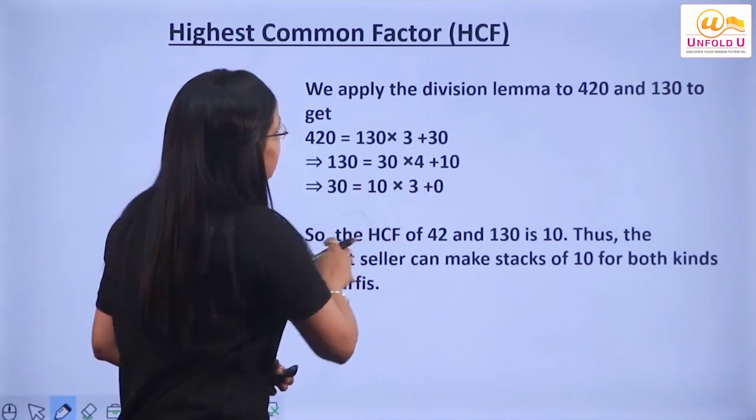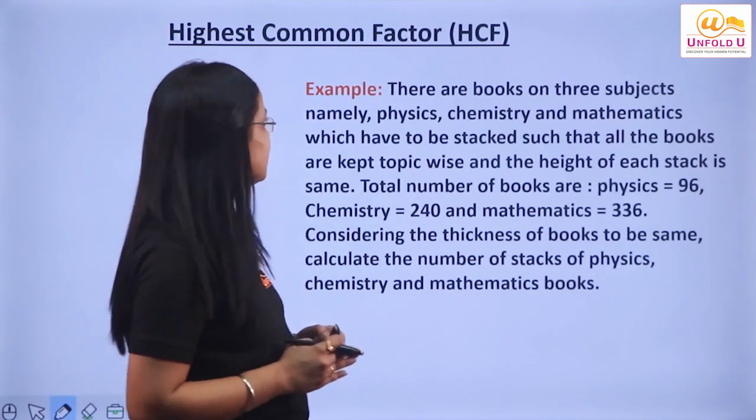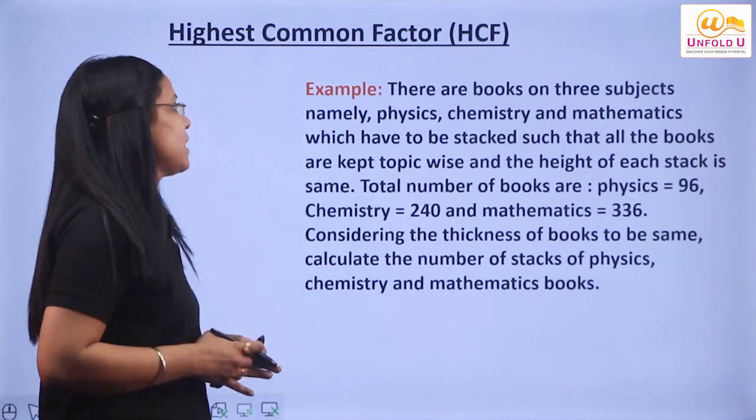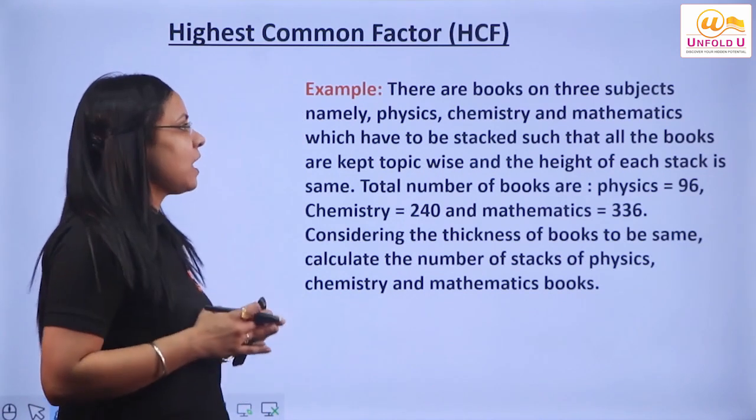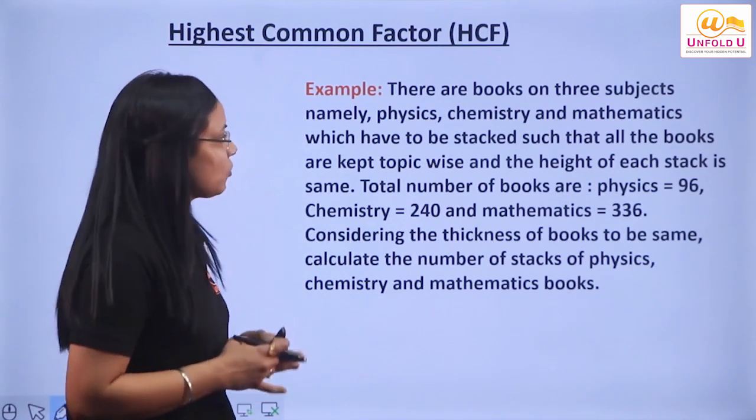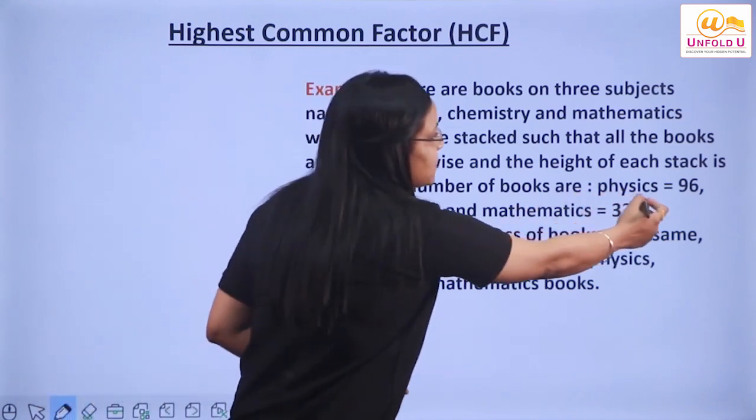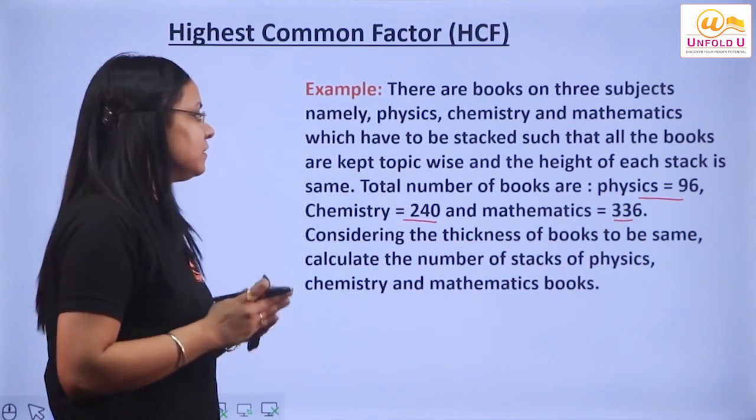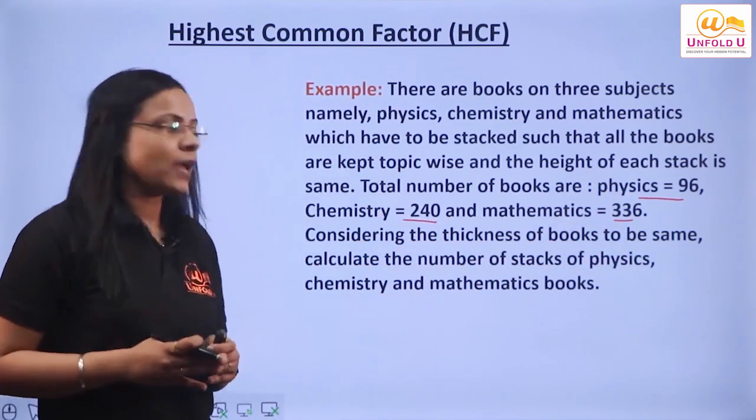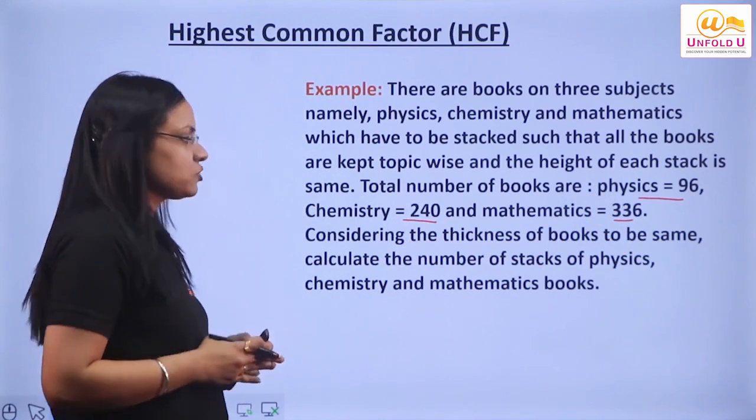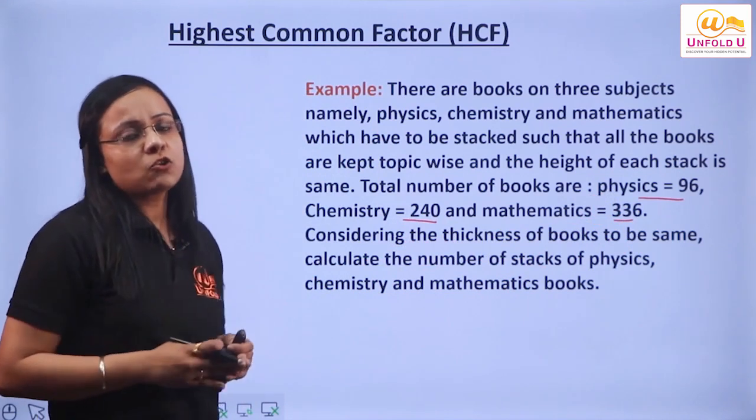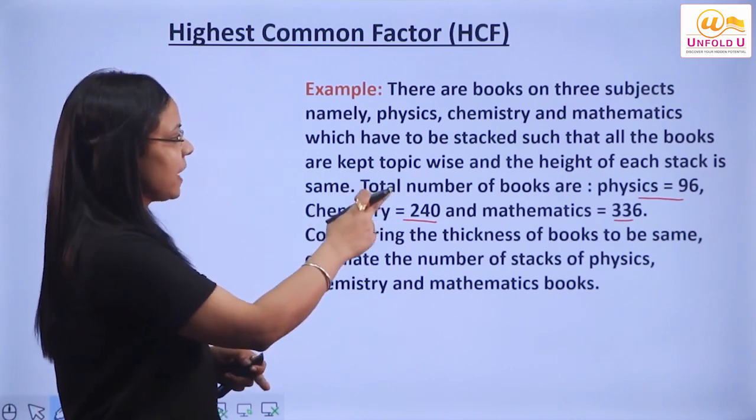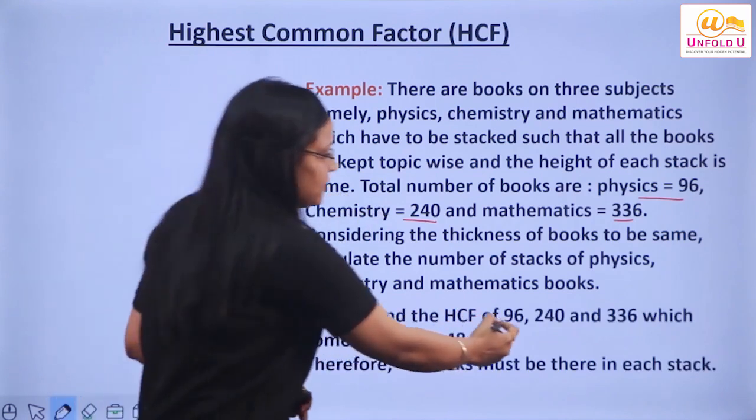Now the next example is, there are books on three subjects, namely physics, chemistry and mathematics, which have to be stacked such that all the books are kept topic wise and the height of each stack is the same. Total number of physics books is 96, chemistry is 240, mathematics is 336. Considering the thickness of the books to be the same, we need to calculate the number of stacks of physics, chemistry and mathematics books. See, in this case also we need to arrange the books. So we'll find the HCF of all three numbers, which are 96, 240 and 336.